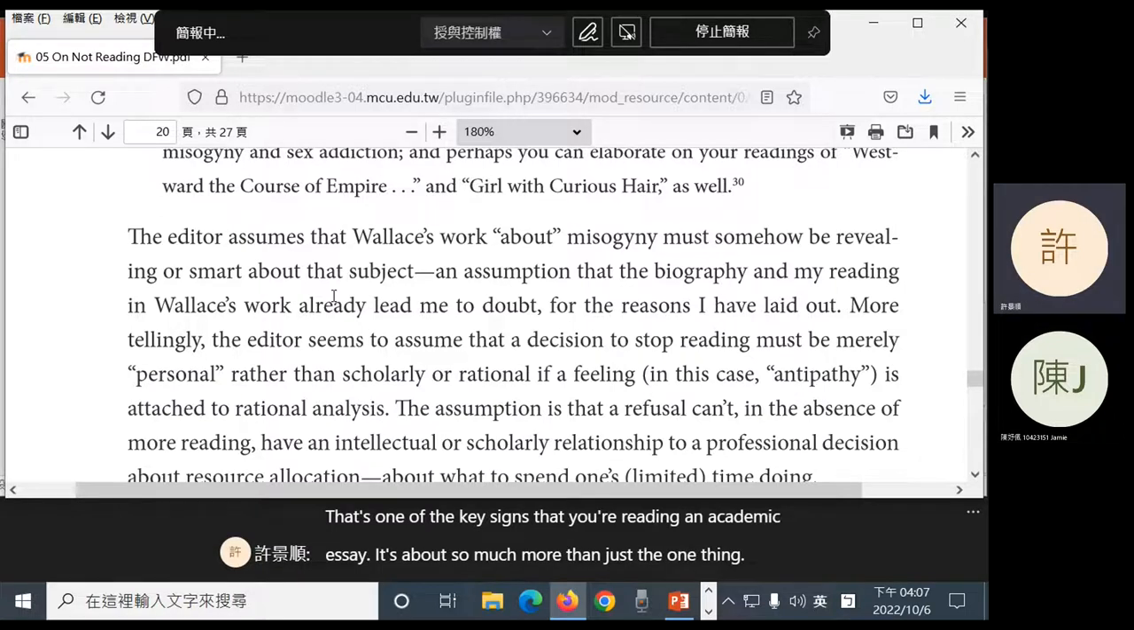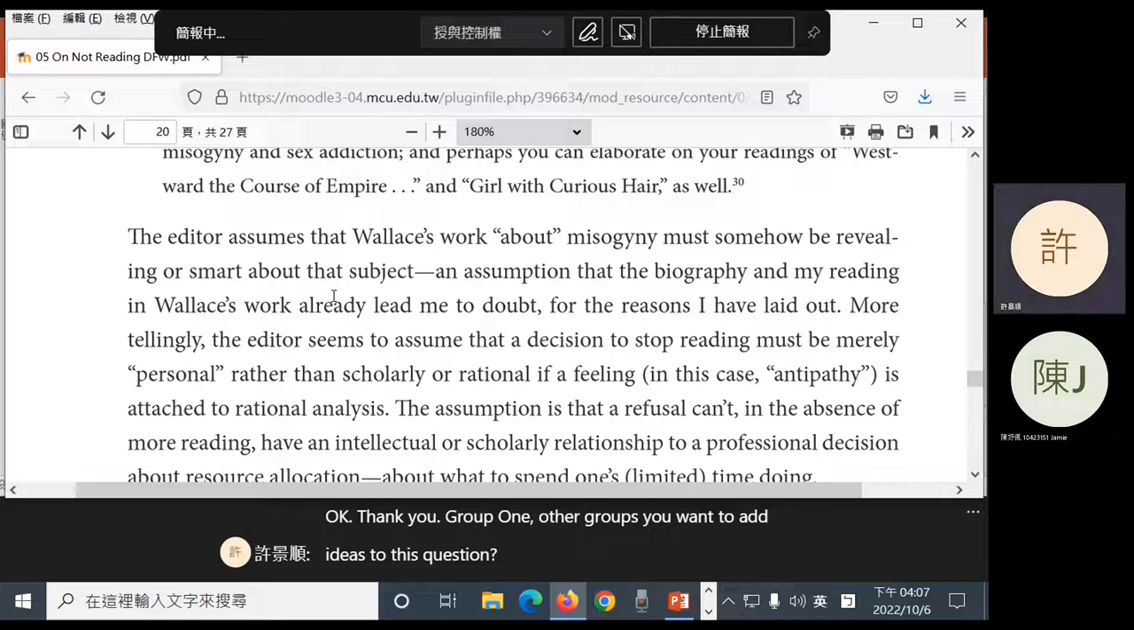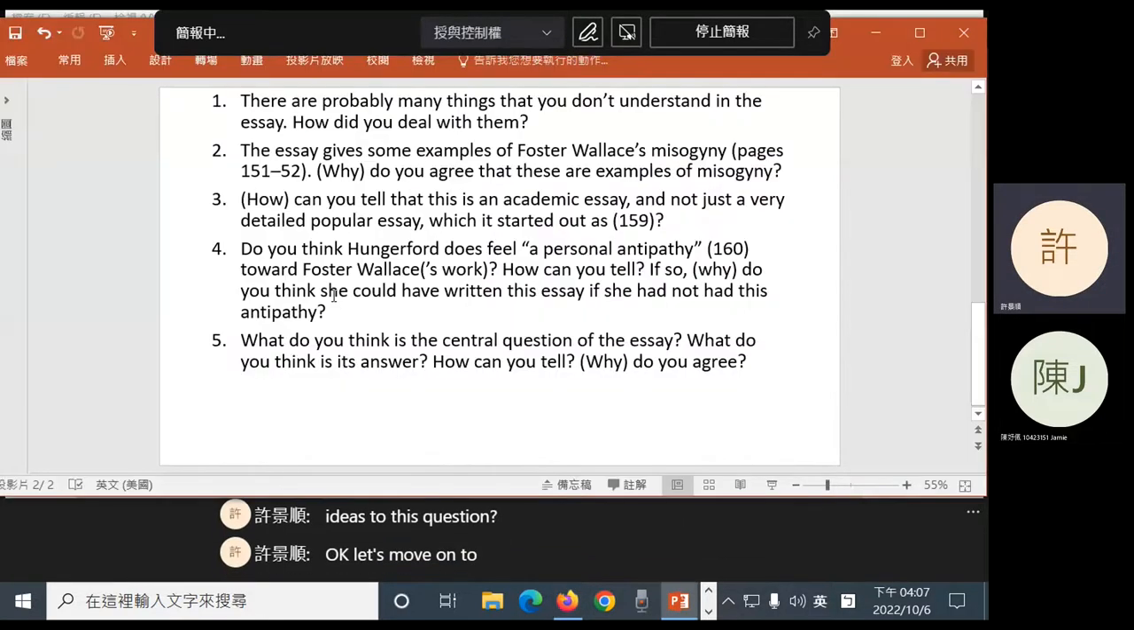Okay, thank you, group one. Other groups, do you want to add ideas to this question? Okay, let's move on to Question four, group two.